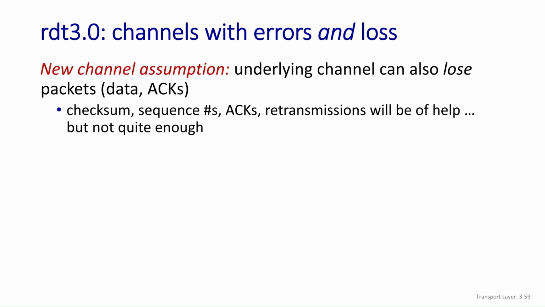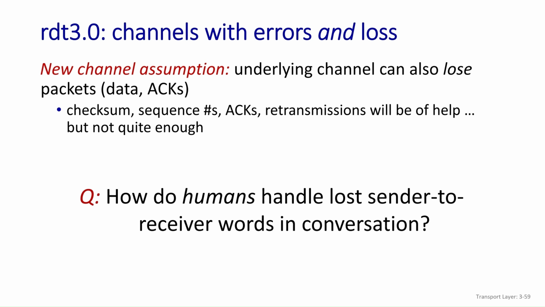So up till now, we do have checksums, sequence numbers, and acknowledgements for the transmission. But these alone will not be able to help us address losses, I mean, data packet losses or acknowledgement losses. For that, we also need to add some other characteristics. So the question is, how do humans handle lost data?